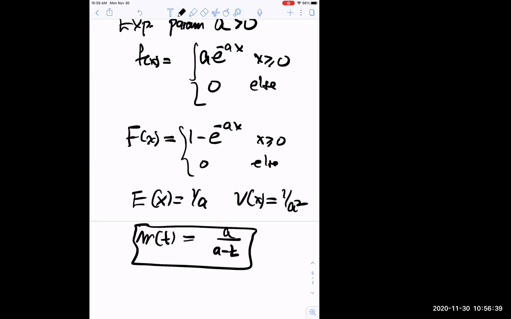I have a question. Yes. For the moment generating function, I understand how it's connected to E of X and E of X squared. However, I'm still not sure what the moment generating function actually means. Like, what does that tell us?